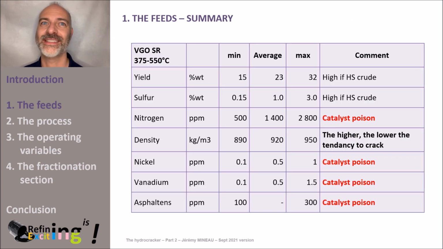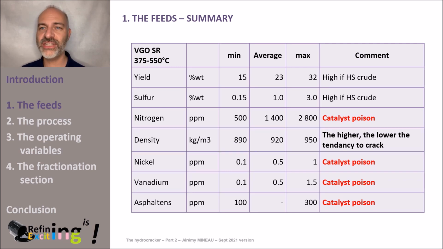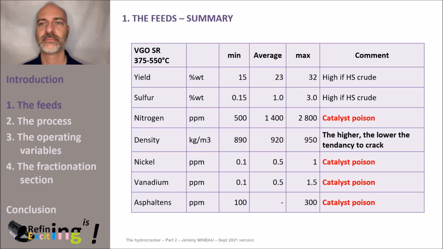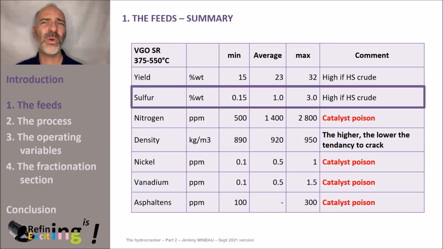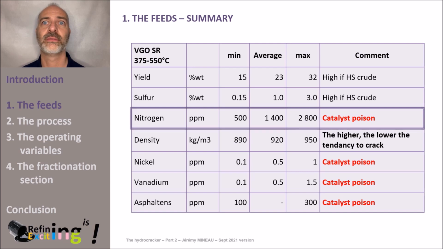Let's now summarize. Density is a very good indicator of the type of feed you have. High density will produce dense products, and reversely. The sulfur content is a parameter that is monitored but is not really a problem in the process. It dictates the amount of H2S that will be produced in the reaction section, but this is not a serious issue. On the other hand, nitrogen is a parameter that we monitor very closely.